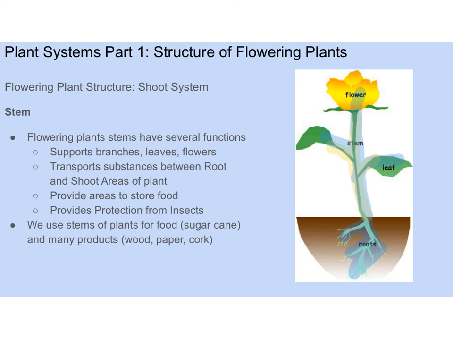Now, we use stems from plants. Like I mentioned, sugarcane is an edible component. But we often use it for products where we'll take the stem of, say, a tree and turn it into wood or paper or cork. So that's it on part 1 of plants. We'll move on to part 2.